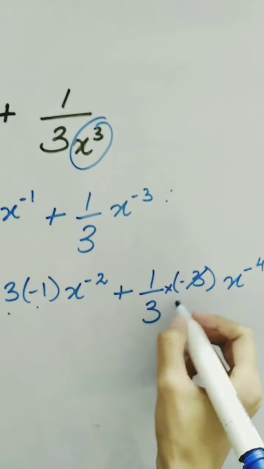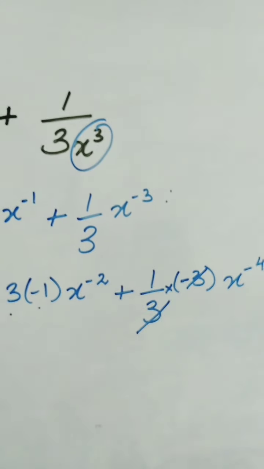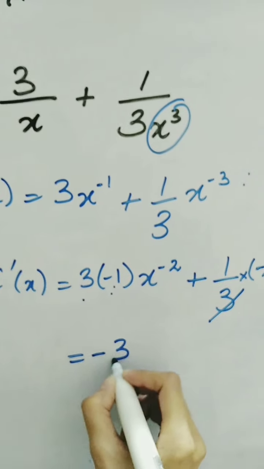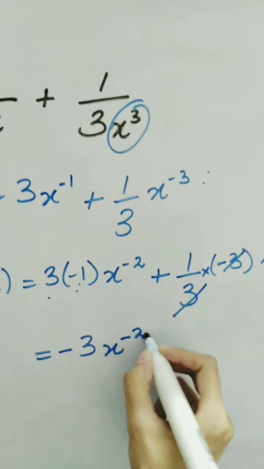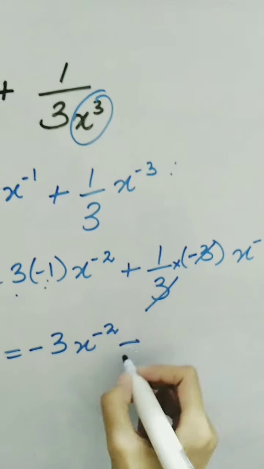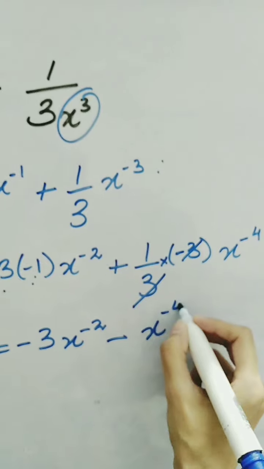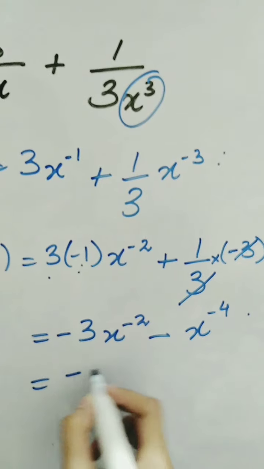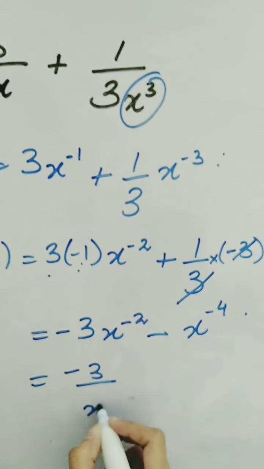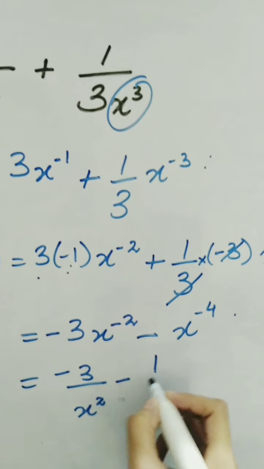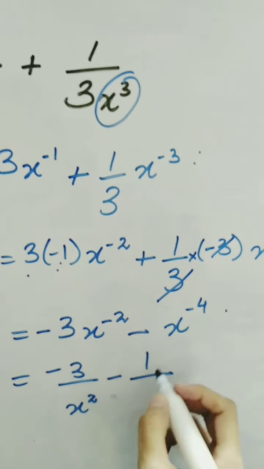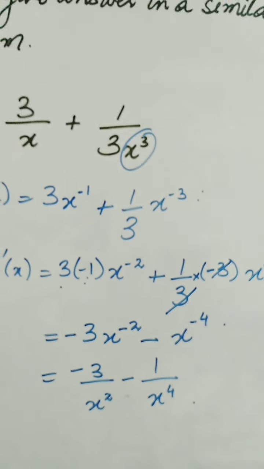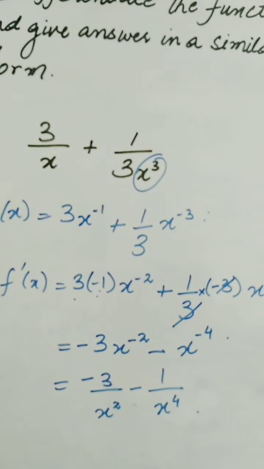Now this 3 cancels out with this 3, but the minus sign remains as it is. So we have here 3 into minus 1, which is minus 3, x raised to the power minus 2, minus x raised to the power minus 4. Now in order to remove minus from the powers, we take this x into the denominator and we have minus 3 over x square minus 1 over x raised to the power 4. And this is the answer of the given function.